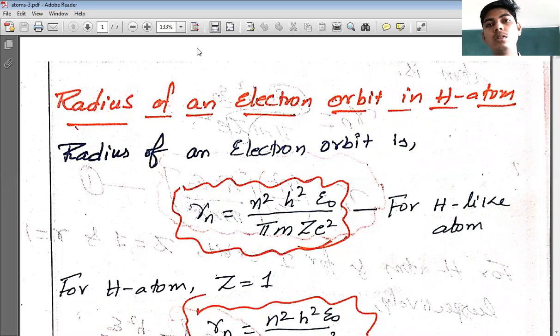And which are the stationary orbits, even that is specified in Bohr's atomic model. Those orbits in which the angular momentum of the electron is an integer multiple of h by 2 pi, such orbits should be called stationary orbits.